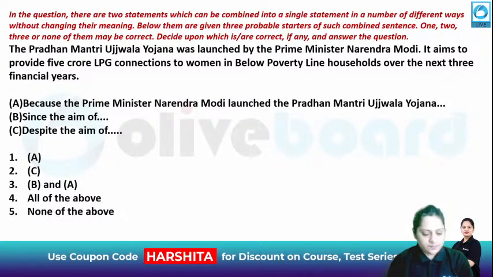Check the relationship between the original sentences and then figure out what you can start with to combine the two without changing the meaning. Very important, meaning you should not change. Many answers are similar here. Pradhan Mantri Ujjwal Yojana was launched by Prime Minister Narendra Modi. It aims to provide 5 crore. Now, because, are we giving reason? Since, are we mentioning a reason? No.